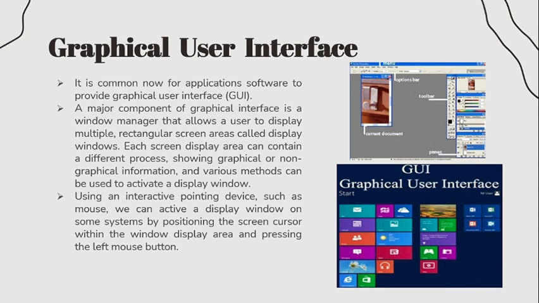Using an interactive pointing device such as a mouse, we can activate a display window on some systems by positioning the screen cursor within the window display area and pressing the left mouse button.